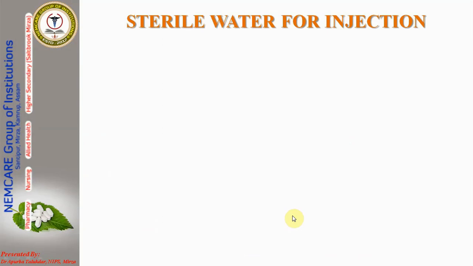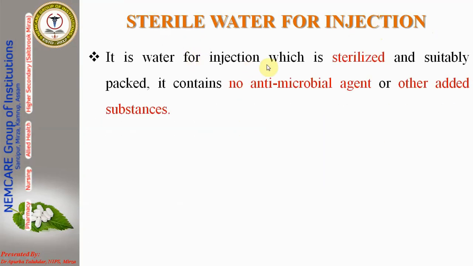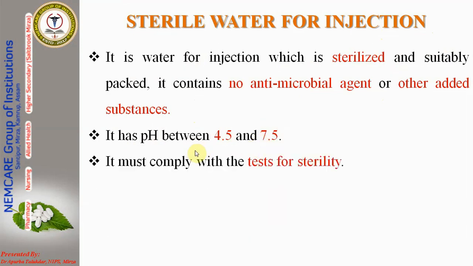Next is the sterile water for injection. It is water for injection which is sterile and suitably packed. It contains no antimicrobial agent or other added substance. It has pH between 4.5 to 7.5. It must comply with the test for sterility.